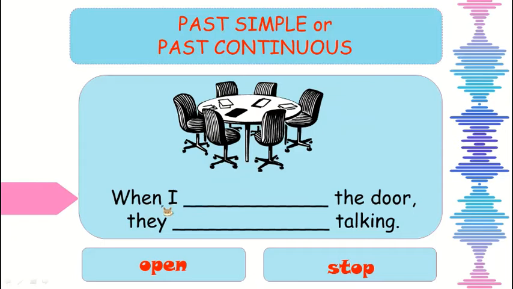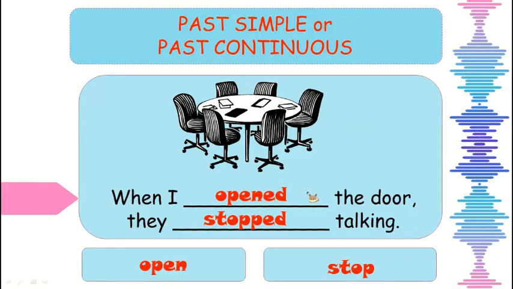So when I opened the door, now I have two verbs here, open and stop. So when I opened the door, they stopped talking. Okay, so both are short actions happening in the past. So I use "when" with the short actions, and the short actions come in the past simple tense.